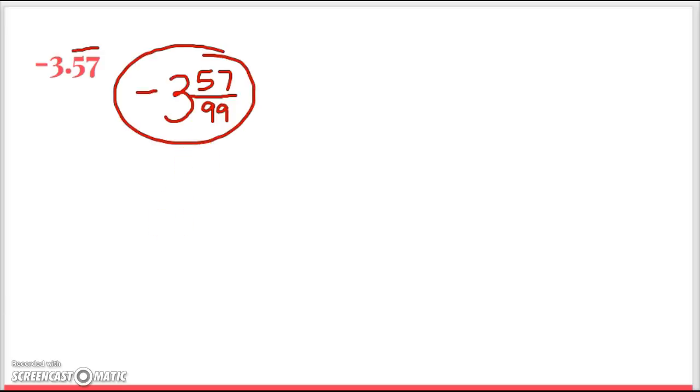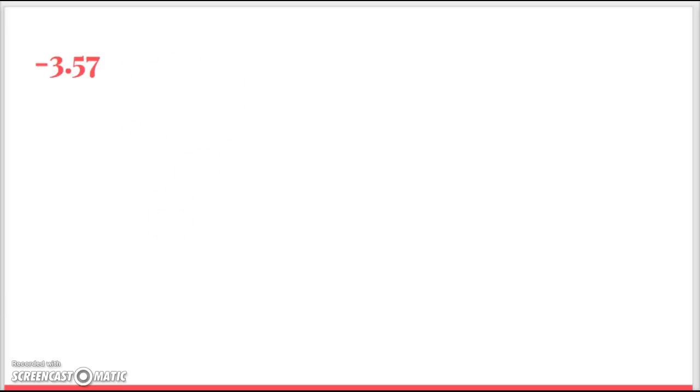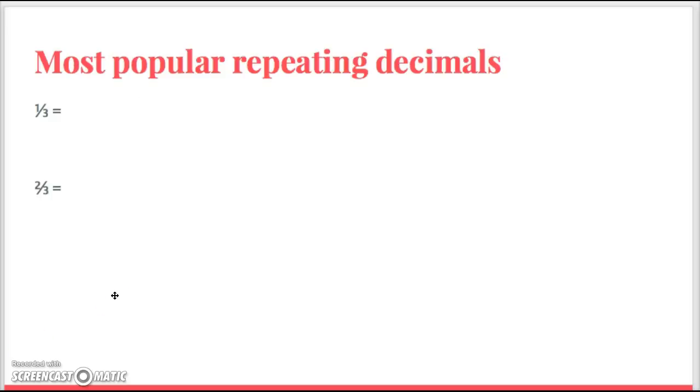The last thing I want to look at are the most popular repeating decimals, and that is the fractions 1/3 and 2/3. If you just have these memorized and know these off the top of your head, you'll be good to go. 1/3, we did as an example, it's 0.3 repeating, and 2/3 is 0.6 repeating. You could do that back and forth, converting between the two of them.